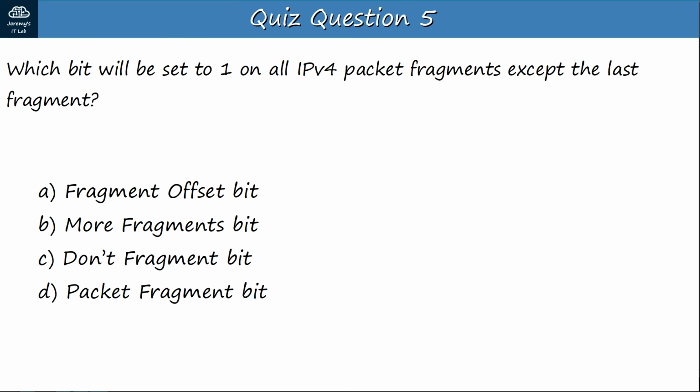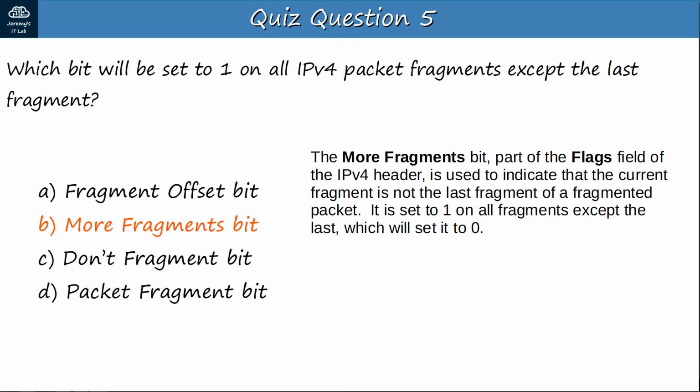The answer is B. More fragments bit. The more fragments bit, part of the flags field of the IPv4 header, is used to indicate that the current fragment is not the last fragment of a fragmented packet. It is set to 1 on all fragments except the last, which will set it to 0.